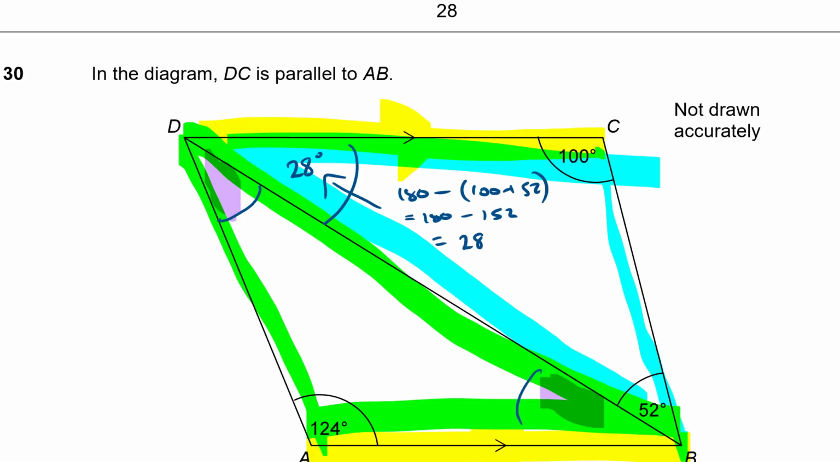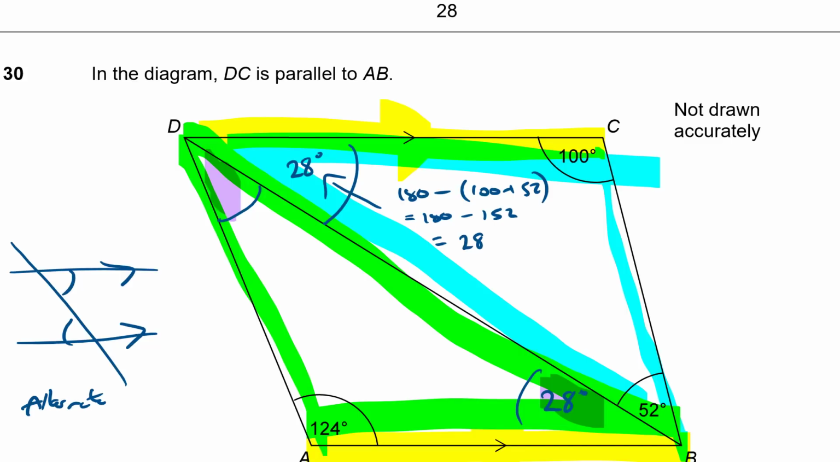How's that helping me? Well, when you've got a pair of parallel lines and a line crossing them, then the angle there and the angle there we call alternate, don't we? And we know that alternate angles are equal. So that angle is going to be the same as that one down there. So on this diagram, that 28 is going to be the same as this angle down here then, isn't it? That one there is 28 because they're alternate.